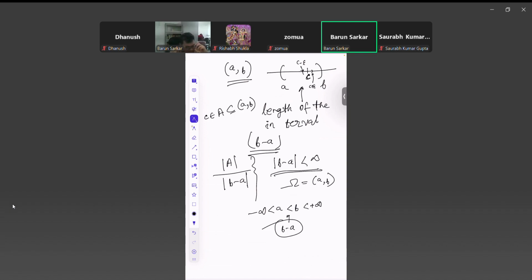Now, for choosing a point C from the interval AB, instead of evaluating the whole thing by considering the cardinality of AB, I just consider the length of the interval, the length of AB, that is B minus A, and simply do the things in this way. Correct? I just have no issue with it.